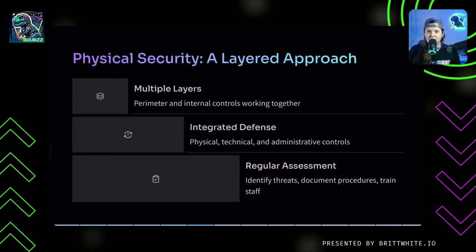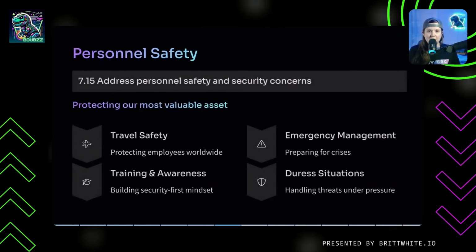Now moving on to Objective 7.15, addressing personnel safety and security concerns. This important topic focuses on protecting your organization's most valuable asset, your people. Remember that strong security starts with ensuring the safety of your team. As a CISSP professional, you'll need to understand how to implement comprehensive personnel protection strategies.